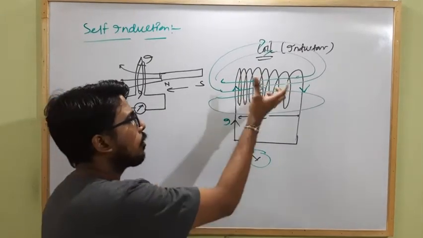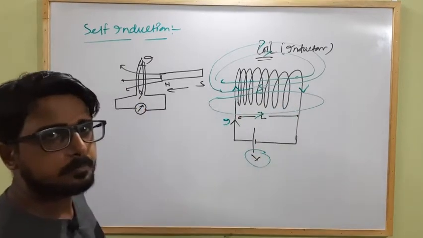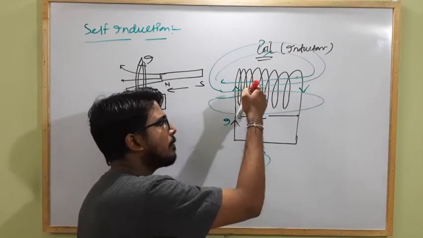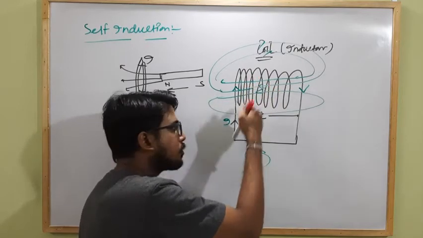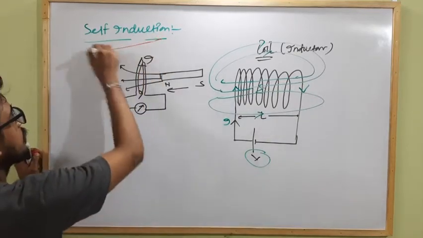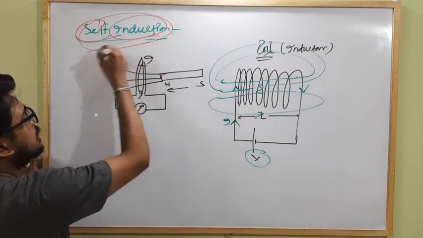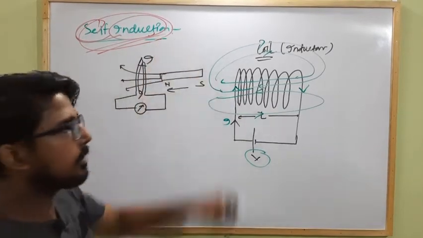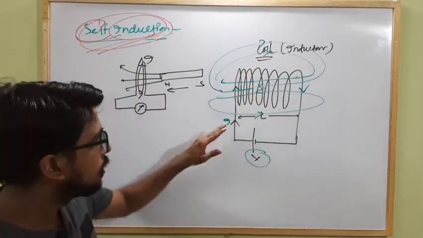And what is the cause of change in flux? The cause of change in flux is the current flowing through the inductor. That means this effect, due to which an EMF is induced within the coil by itself, which will try to oppose the change in current through the coil, is known as what? Self-induction. Due to itself, it induces an EMF. That's why this property of a coil is known as self-induction, because by itself it induces an EMF, due to which it tries to oppose the change in current.